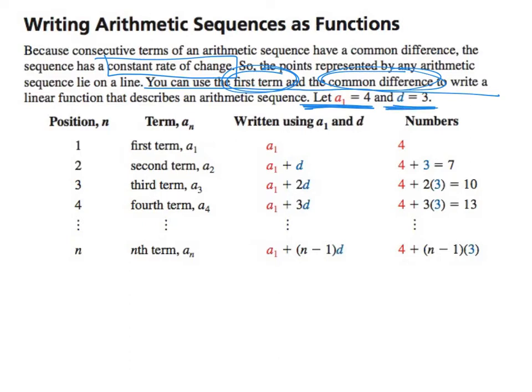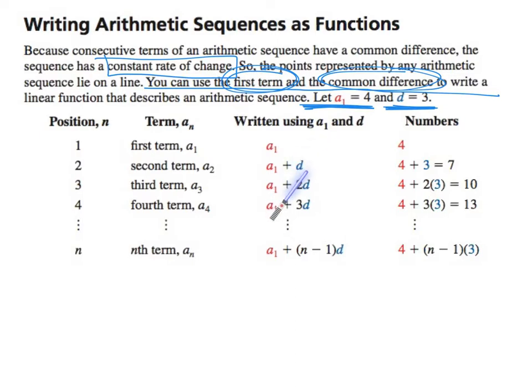D represents the common difference. So let's look at what all of this means. Position, that's n: 1, 2, 3, 4, and so forth, n. The first term, the second term, the third term. So what do you do? You take that first term and you add the difference. The third term, you take the first term and add twice the difference.